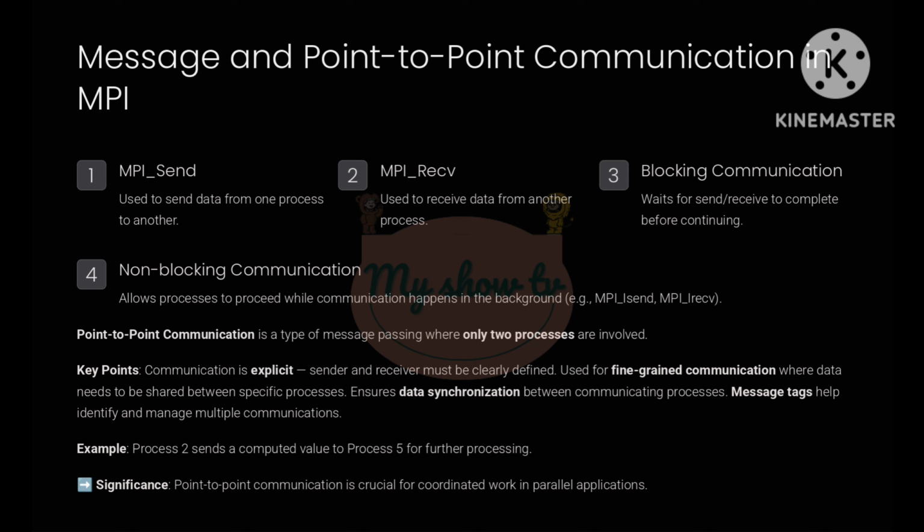Tags are like labels on messages, helping processes handle multiple communications efficiently. Point-to-point communication is essential for fine-grained control over who sends and receives data. For instance, if process 2 computes a value that only process 5 needs, point-to-point communication allows them to exchange data without involving others. Thus, this method provides flexible and controlled data exchange between specific processes in a distributed system.